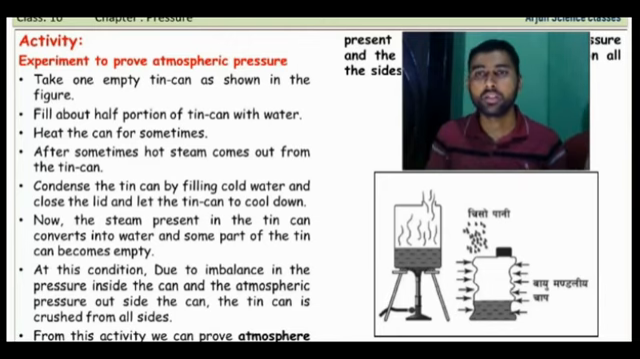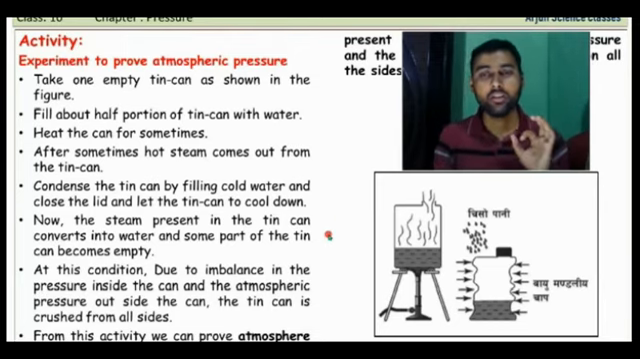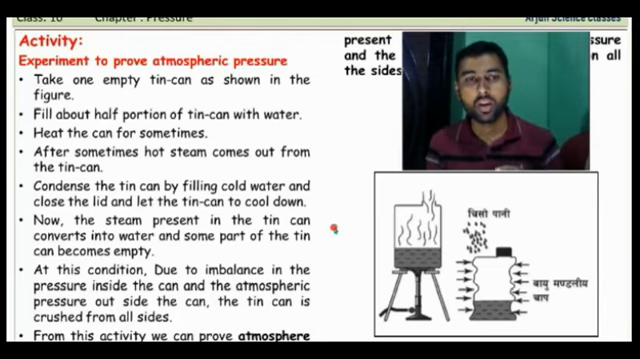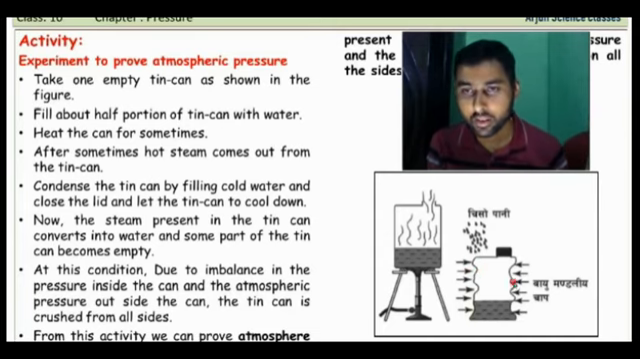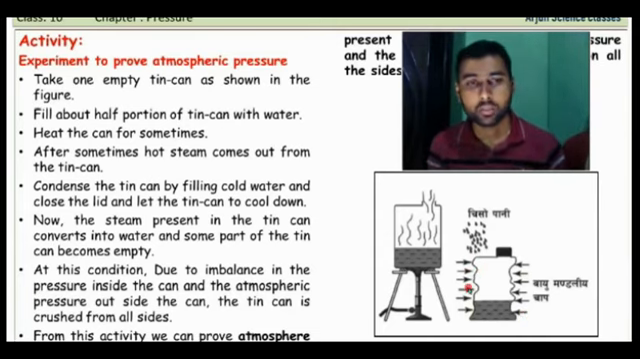And what we can prove from this experiment is that the atmosphere exerts pressure. From all sides, this tin can has been crushed a little. From this activity we can prove the atmosphere present around the earth gives pressure, and the atmospheric pressure acts on all the sides of the body. This experiment is given in the government book.